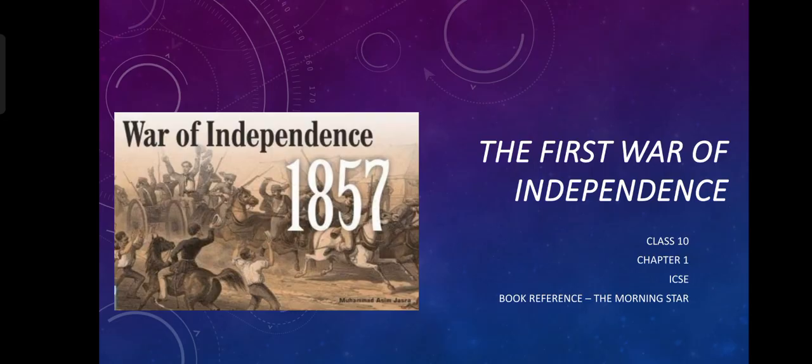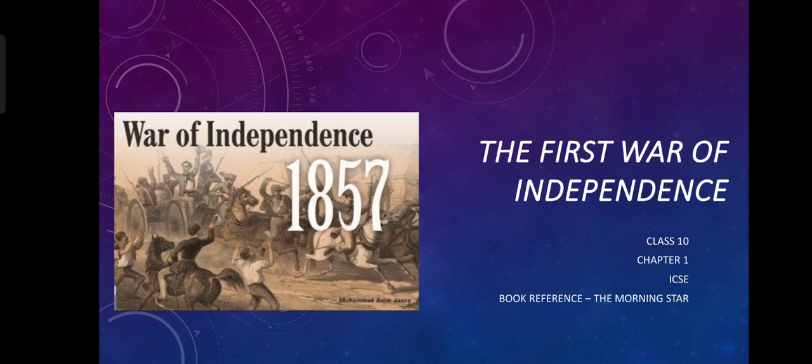So I am using the book for reference which I used in my class 10th. That was the Morning Stars. You may use any other publication book which is prescribed in your school. That's not an issue. Every content is almost similar. You just have to study.